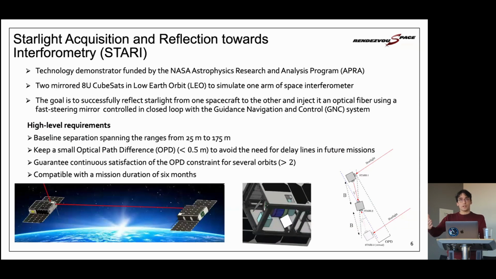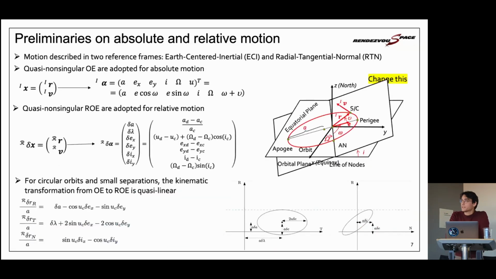And we want to guarantee these constraints for a prolonged amount of time, more than 2 orbits. And also the mission has to be compatible with a lifetime duration of 6 months. So let's dig into how we can achieve that. Before entering into the details of the design, let me give you a very brief overview of absolute and relative motion preliminaries. We are going to use 2 reference frames in this discussion. One is the Earth-centered inertial reference frame, the J2000 reference frame, and the other one is the radial-tangential-normal frame that is centered on the spacecraft and oriented as the Hill frame.